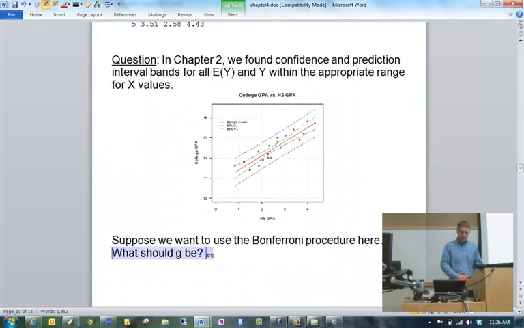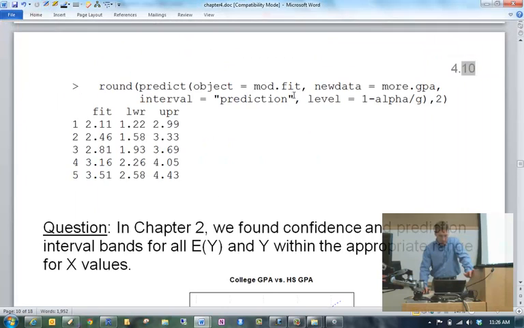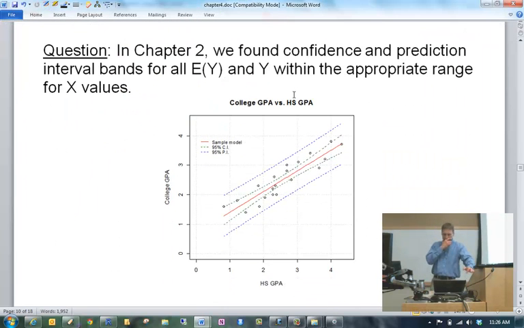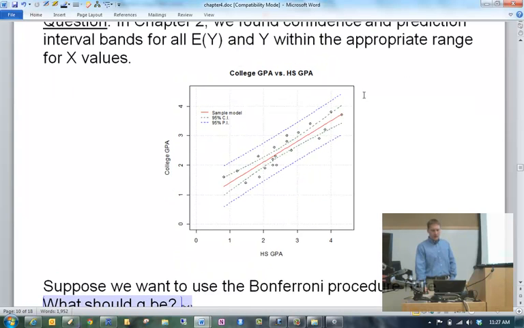Okay. So back in chapter 2, we have the following plot. Let me blow this up a little bit. And we were looking at confidence interval bands. So for all possible values of x, let's find a confidence interval for the expected value of y, or prediction interval for y itself. How can we use the Bonferroni procedure here to control the overall family confidence level?